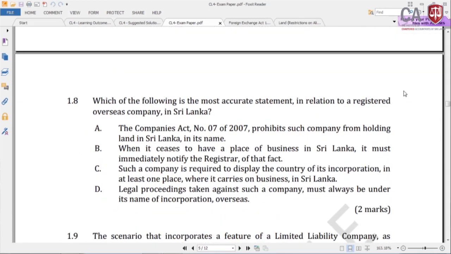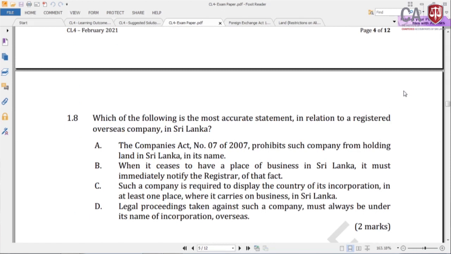Then the next one: which of the following is the most accurate statement in relation to a registered overseas company in Sri Lanka? That means a company that is registered as an overseas company under the Companies Act.